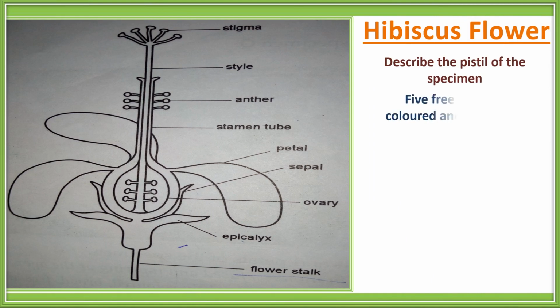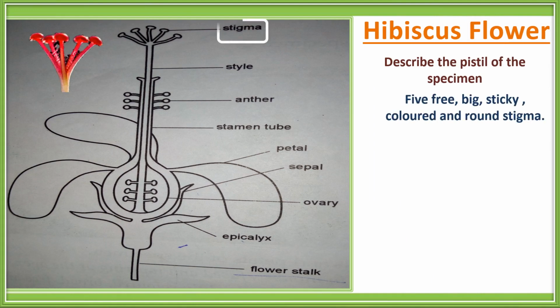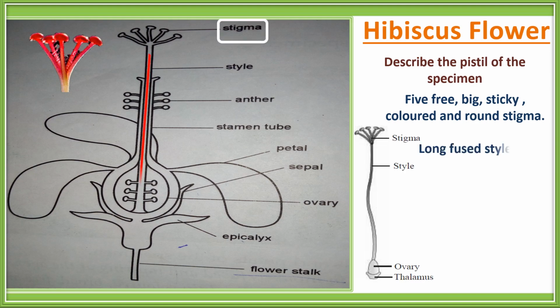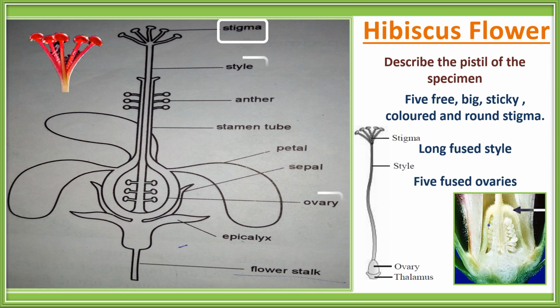Describe the pistil of the specimen. We have said that they are 5, free, they are big, sticky, colored, round stigma. They have got a long fused style. They have 5 fused ovaries, and down is where we shall find our ovaries which are fused together.